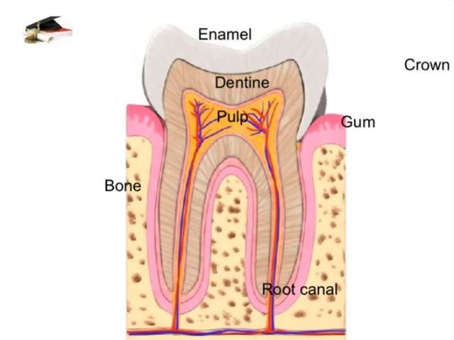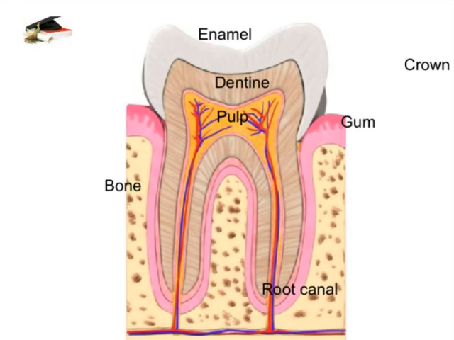Internally, a tooth is mainly composed of the dentine, which is not as hard as the enamel. The dentine extends to form the root and consists of living cells. Within the dentine is a pulp cavity containing nerves and blood vessels.